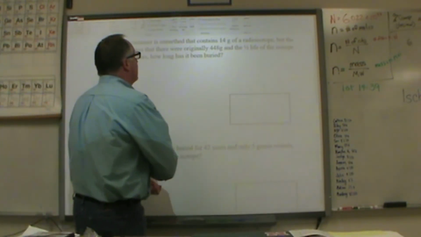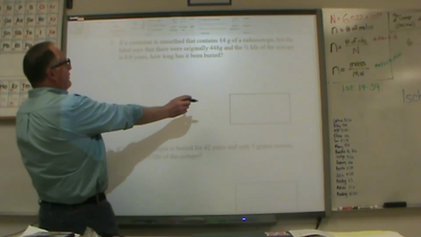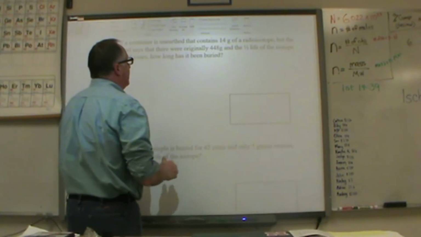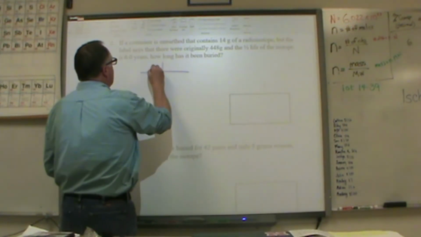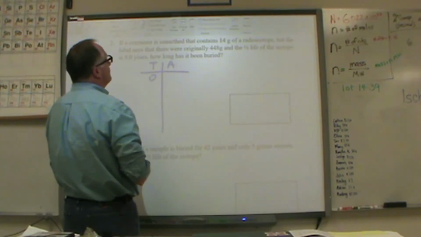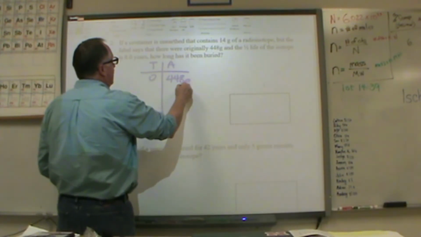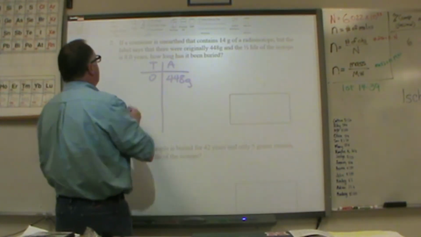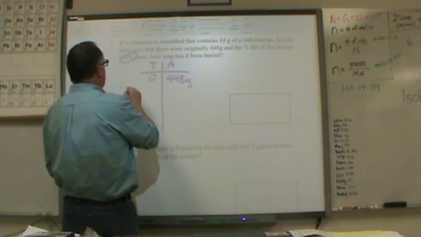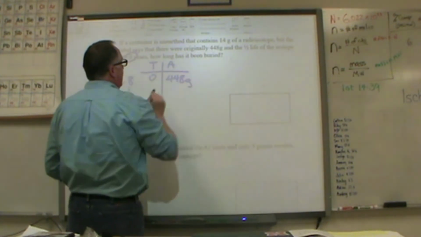Second one, if a container is unearthed that contains 14 grams of a radioisotope, the label says that there were originally 448. Half-life of the isotope is 8 years. How long has it been buried? So again, time, amount, 0. And it starts with 448 grams. And the half-life is 8 years, so I'm going to do plus 8 going down here, but I want to go down until I only have 14 left.